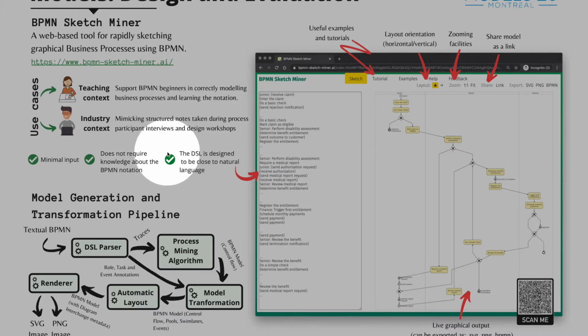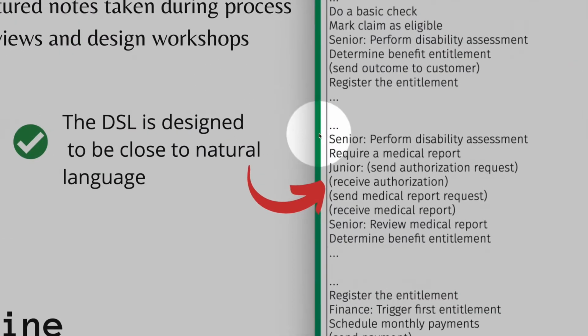Another interesting characteristic of this DSL is its intuitiveness. As you can see here, a sequence of tasks is simply stated by writing each new task on a new line, and the process instances are separated by a new empty line. The three points here are used for avoiding repetition, and the name of the role who is performing the following tasks is stated by using the colon. The event types can be specified using the parentheses.